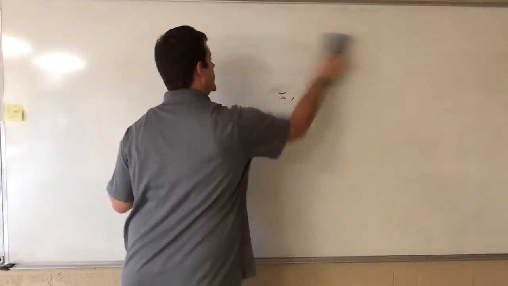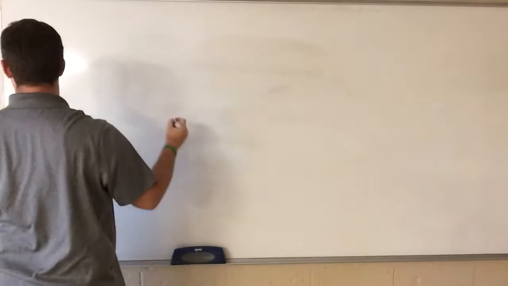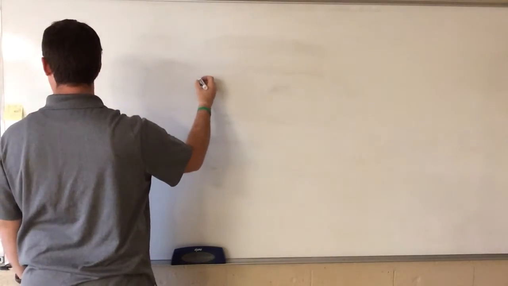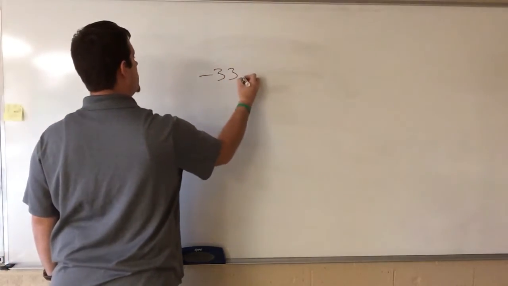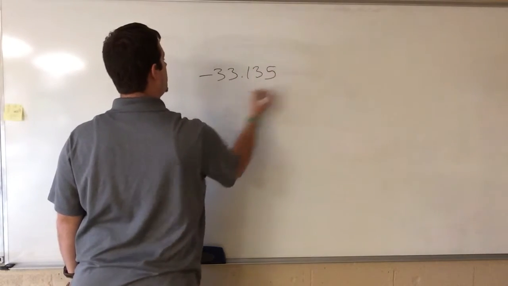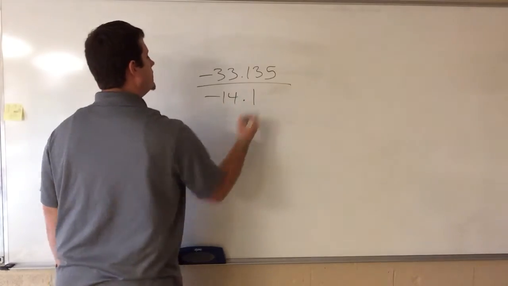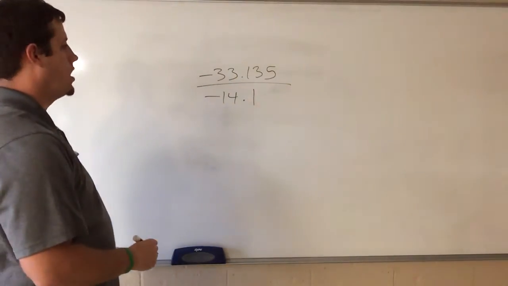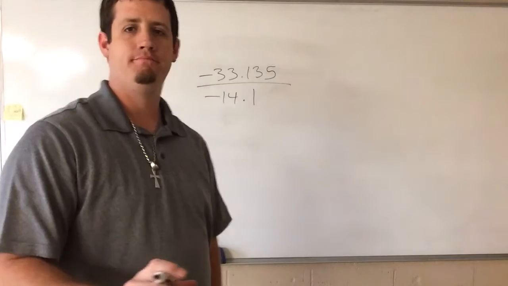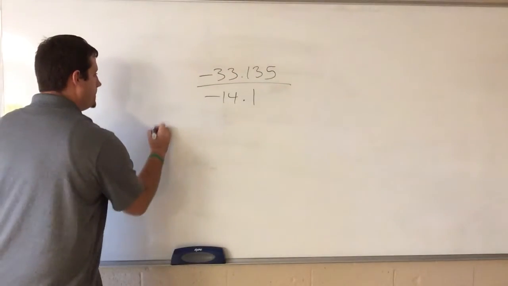Okay. Let's do one more here pretty quickly. -33.135 divided by -14.1. Which number goes on the inside every time? It's always the top number.